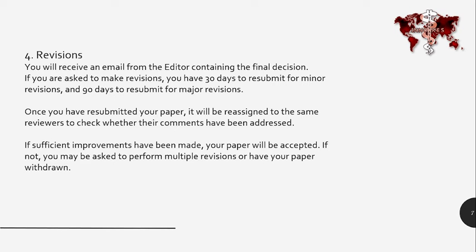Next is revisions. You will receive an email from the editor containing the final decision. If you're asked to make revisions, you have 30 days to resubmit for minor revisions and 90 days to resubmit for major revisions. Once you've resubmitted your paper, it will be reassigned to the same reviewers to check whether the comments have been addressed. If sufficient improvements have been made, your paper will be accepted. If not, you may be asked to perform multiple revisions or have your paper withdrawn.